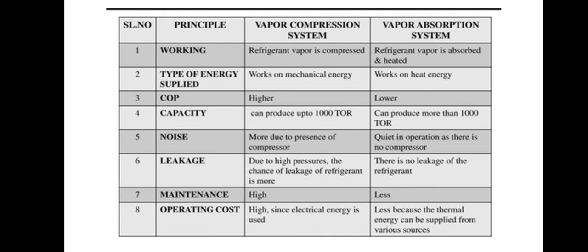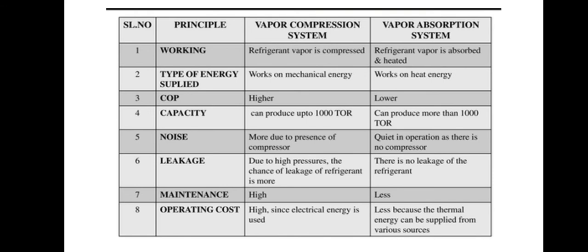The vapor compression refrigeration system can produce up to 1000 tons of refrigeration, and the vapor absorption refrigeration system can be used for more than 1000 tons of refrigeration. The noise produced in the vapor compression refrigeration system is more because a compressor is used, and the vapor absorption system has quiet operation because there is no compressor. Leakage: due to the high pressure, the chance of refrigerant leakage is more in the vapor compression refrigeration system, and there is no leakage of refrigerant in the vapor absorption refrigeration system.